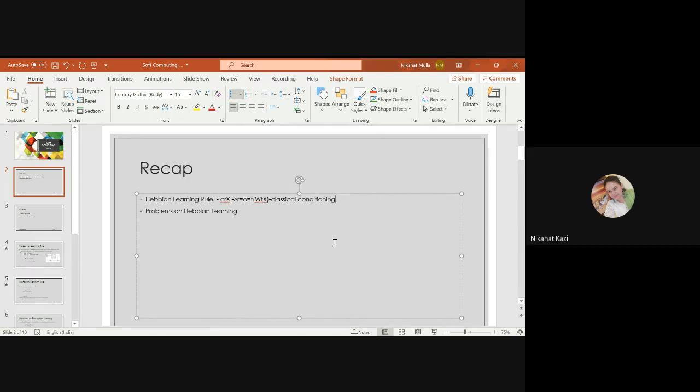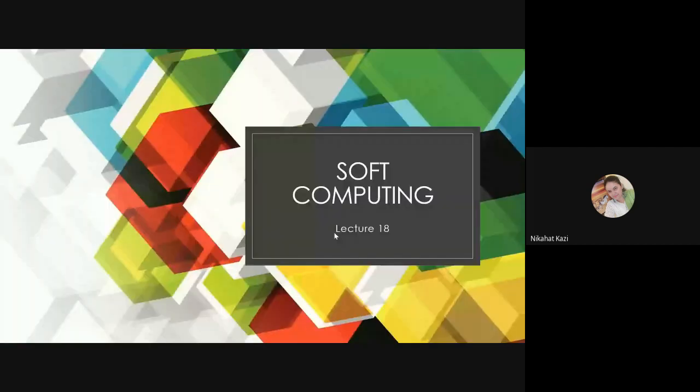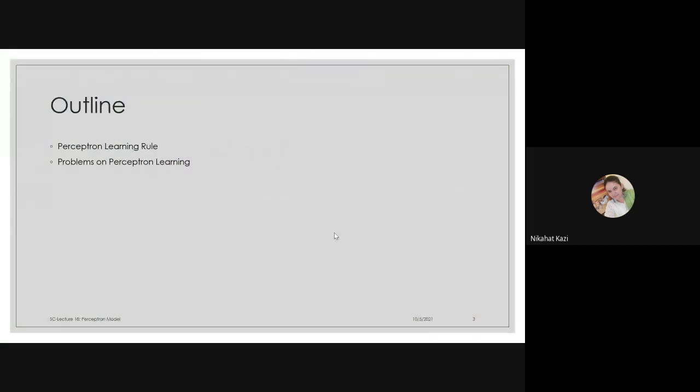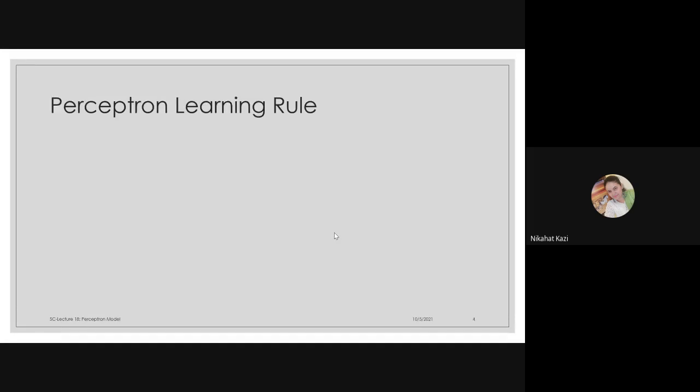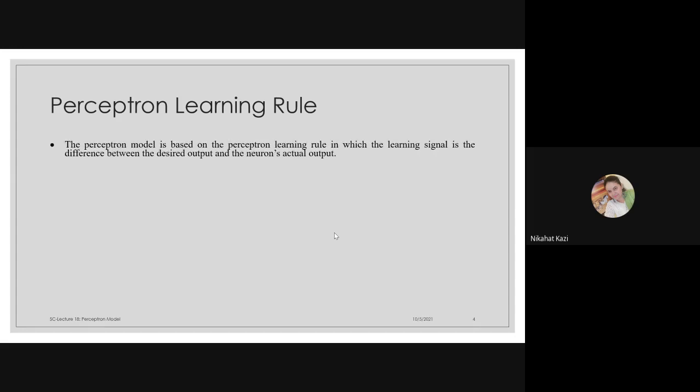Now today we will move ahead and look at the next learning rule, that is the perceptron learning rule. We'll be solving problems based on perceptron learning. So we have seen the perceptron learning rule earlier. Let us quickly revise it. The perceptron model is based on the perceptron learning rule, where the learning signal R is the difference between the desired output and the neuron's actual output.